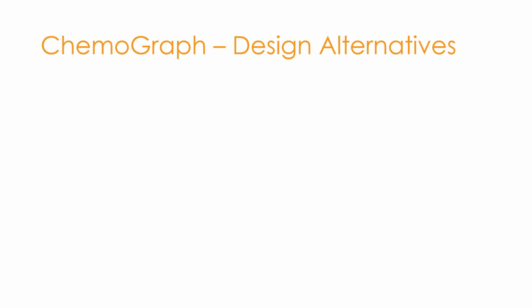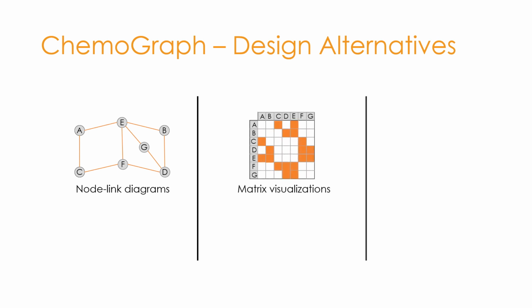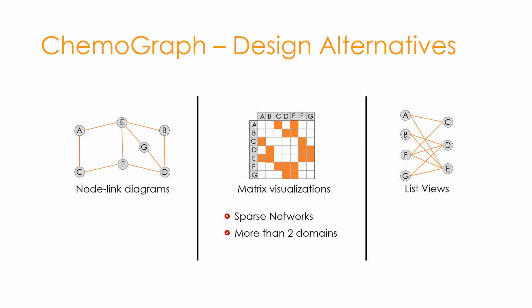During the design, we looked at the most common alternatives available for visualizing different variants of network data, that is, node link diagrams, matrix visualizations, and list views. Matrix visualizations are not suitable for sparse matrices, and the resulting networks here are highly sparse as the ratio of the number of nodes to edges is close to 1. Moreover, matrices are not suitable for organizing more than 2 domains.